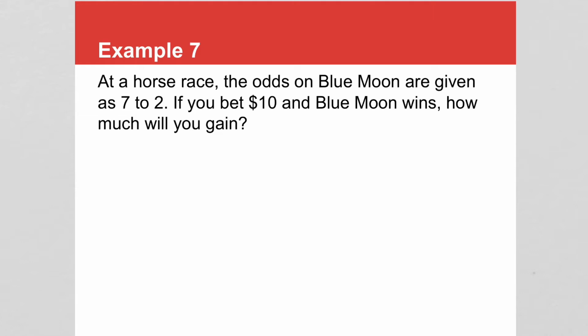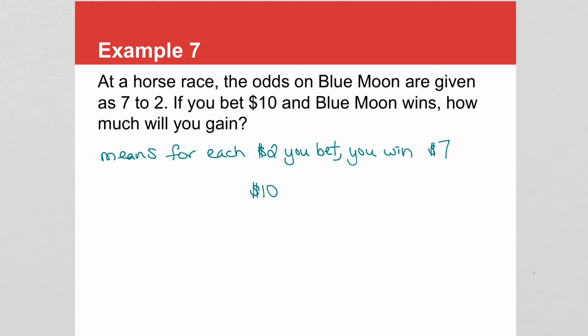At a horse race, the odds on Blue Moon are given as 7 to 2. If you bet $10 and Blue Moon wins, how much will you gain? So the odds of 7 to 2 means for each $2 you bet, you win 7, assuming Blue Moon wins. Okay? So if you bet $10, that's 2 times 5, then you would win 7 times 5, or $35. Okay? So you gain $35. But you also, in the case of horse races, get your $10 back. So you end up with $45 total.